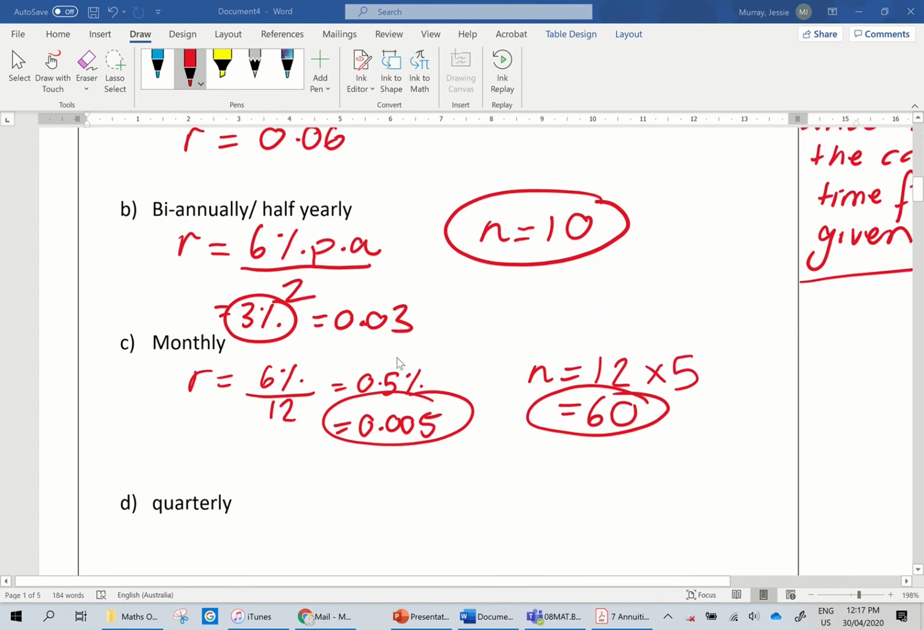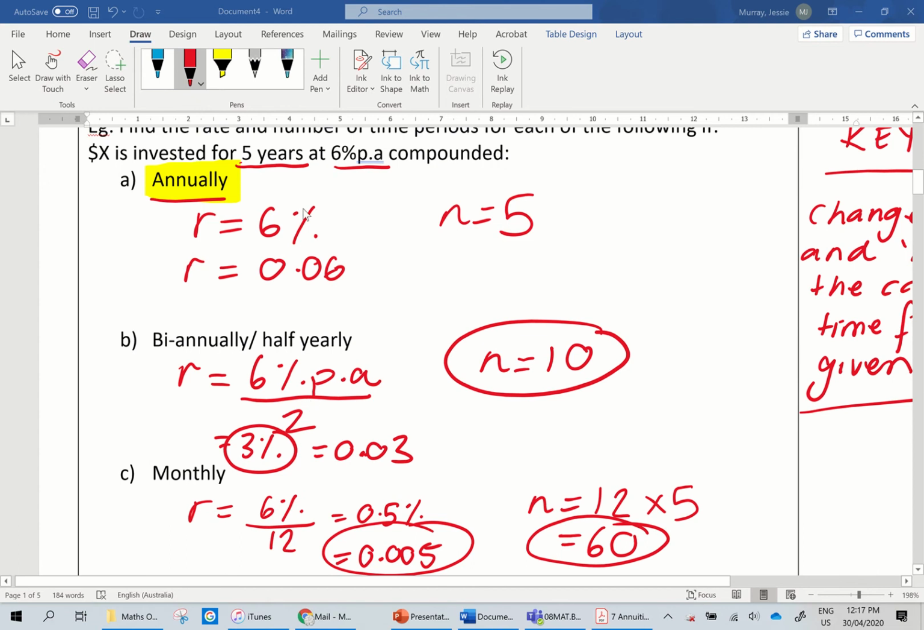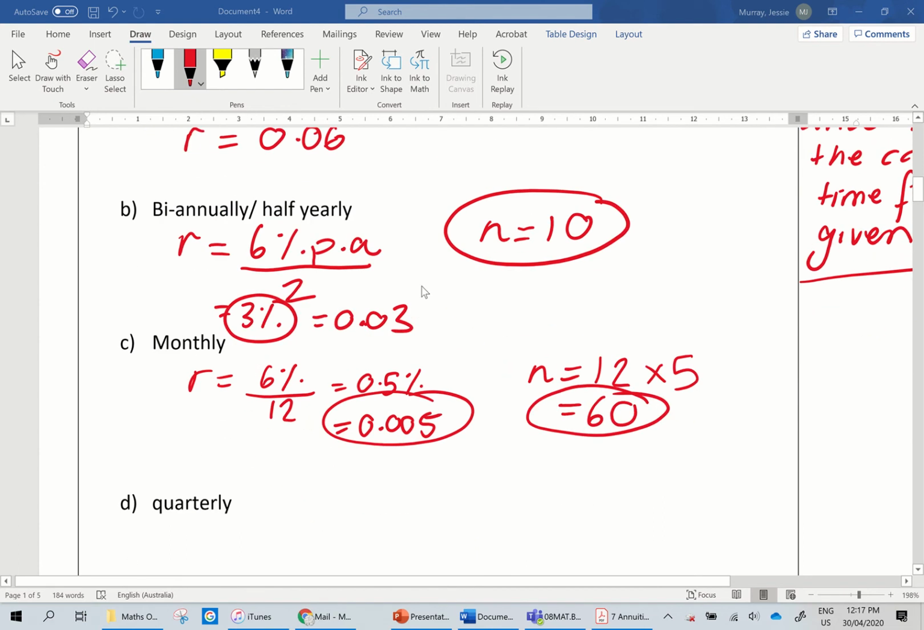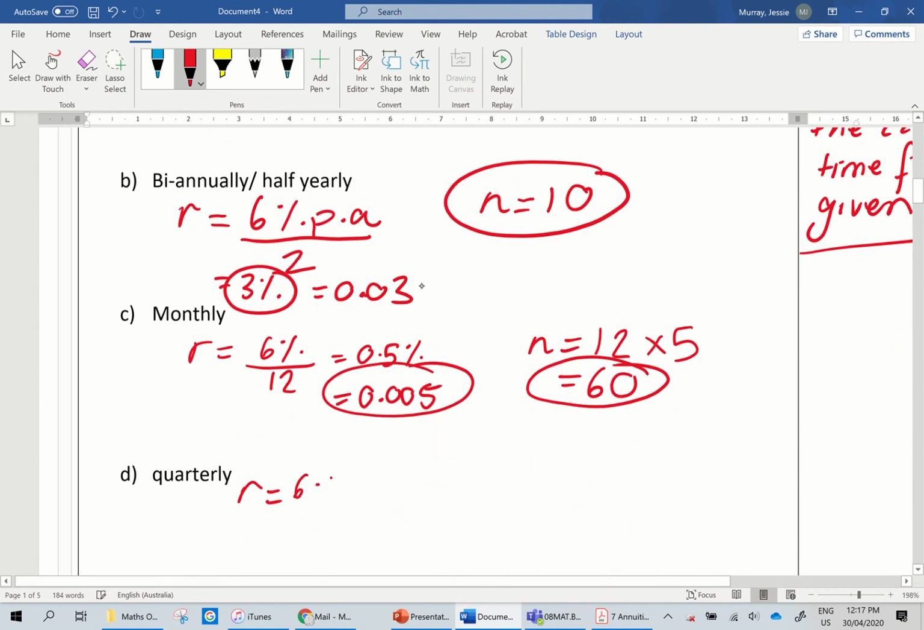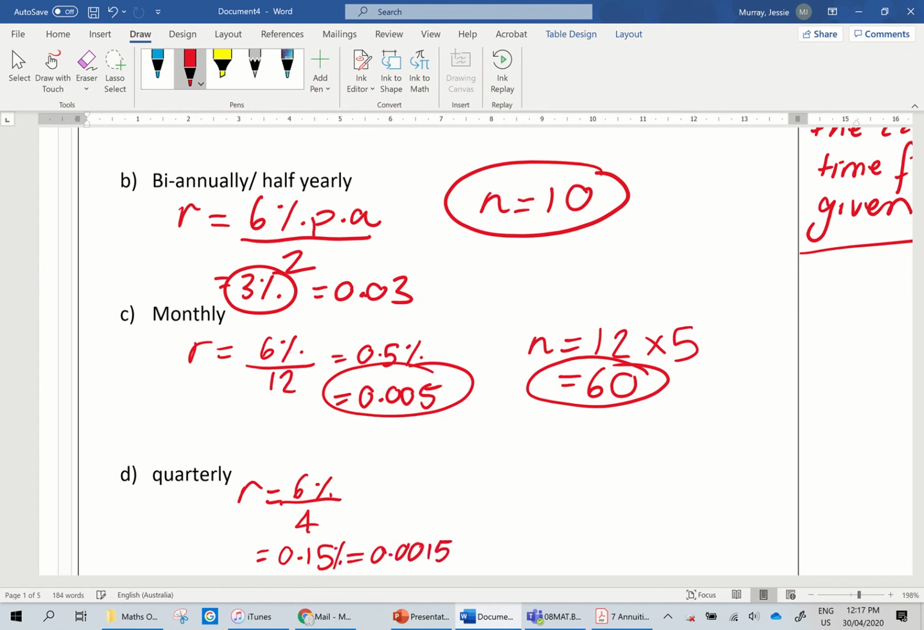Quarterly. If we're looking at per quarter, so let's think about our interest rate. We know that per year it is 6%. So if I want to split that up into 4, because I want to know it per quarter, then I would just do that, which is going to give me 0.015, which as a decimal percent, 0.0015. I think that's right.